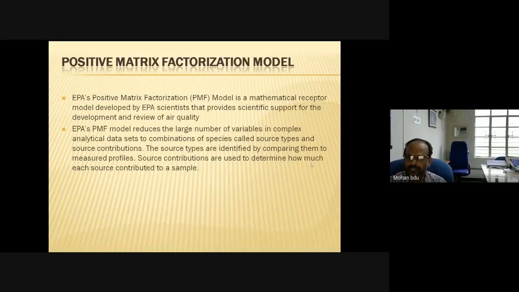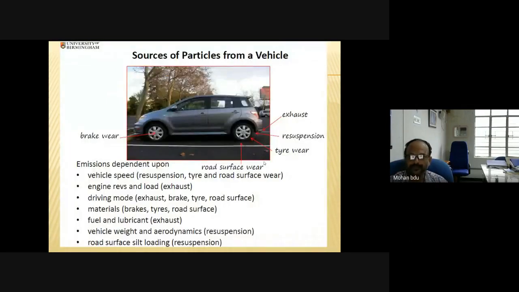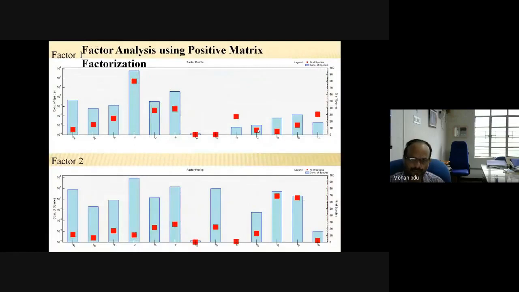The source contributions are used to determine how much each source contributes to a sample. For example, the PMF analysis can even find out, within a source, what sort of source it is, whether it is tire wear, resuspension or exhaust emissions. All these parameters are taken into consideration while calculating the contribution from each source. So PMF gives values like this.